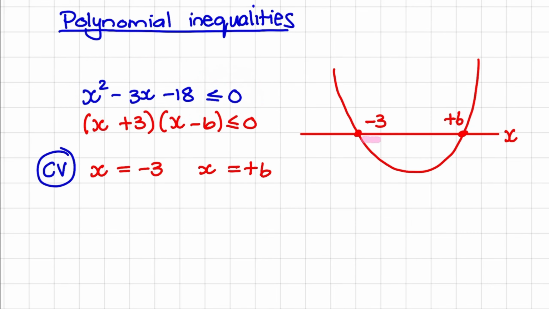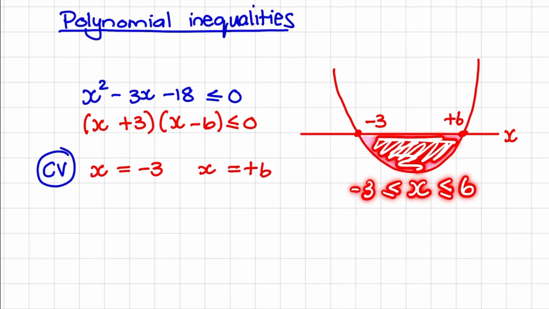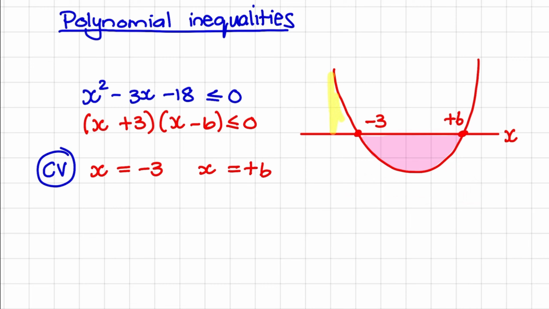Now looking at our rough diagram of the parabola, we can see that between negative 3 and positive 6, the parabola is smaller than 0 or below the x-axis. Therefore, x between positive 6 and negative 3 would produce values that are negative or smaller or equal to 0. That means that the other values to the left of negative 3 and to the right of positive 6 would produce values that are bigger or equal to 0.